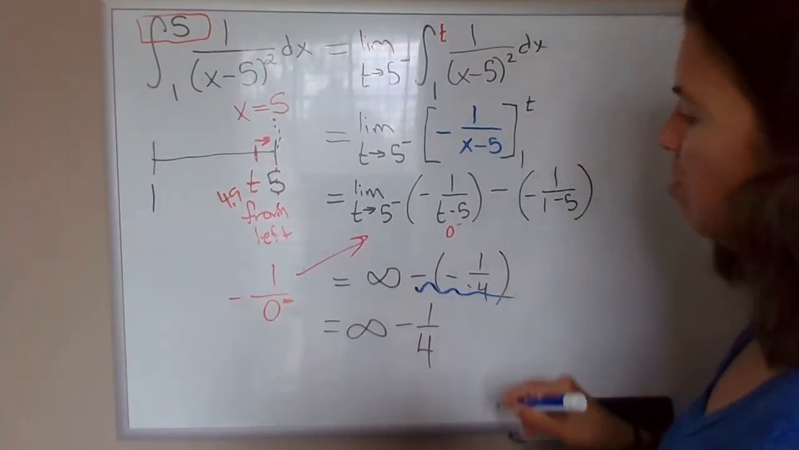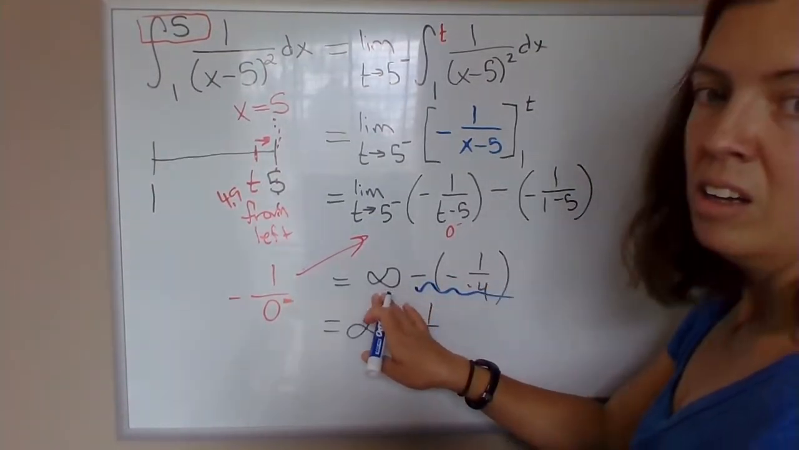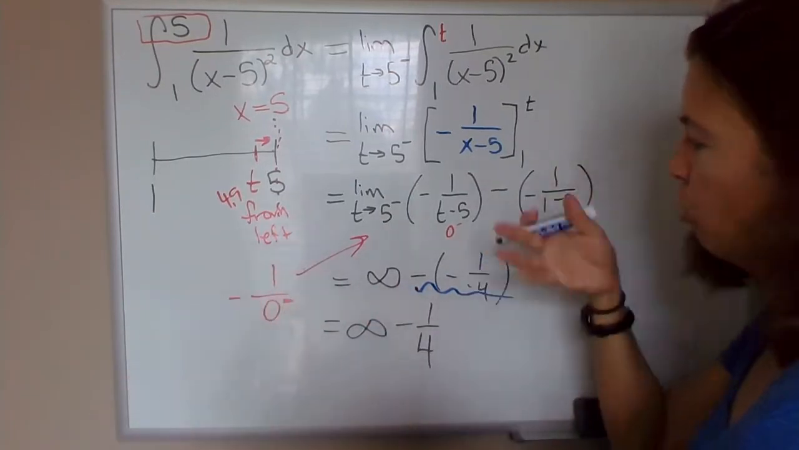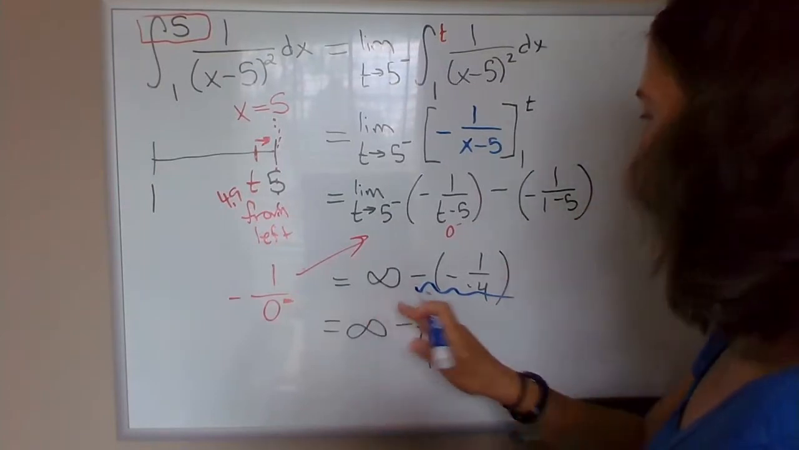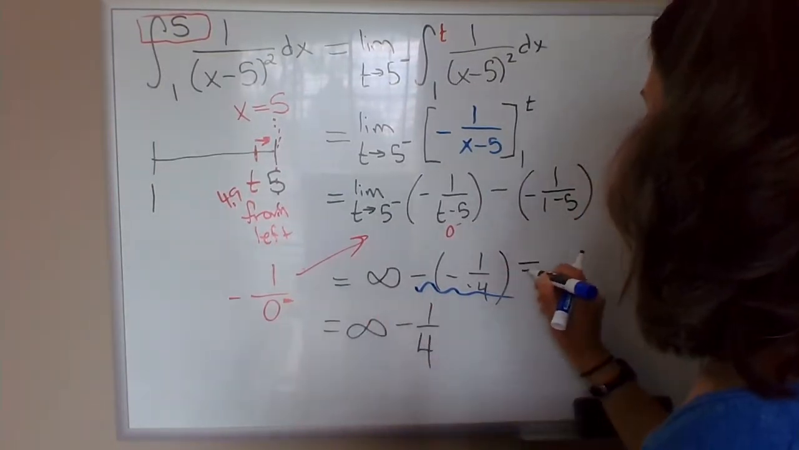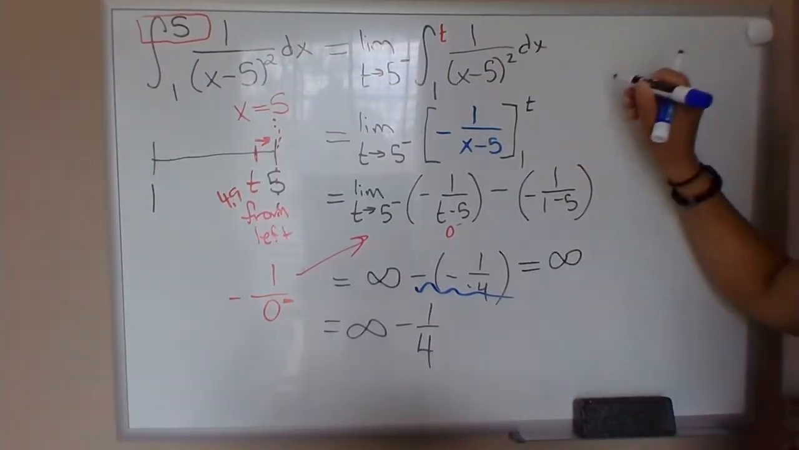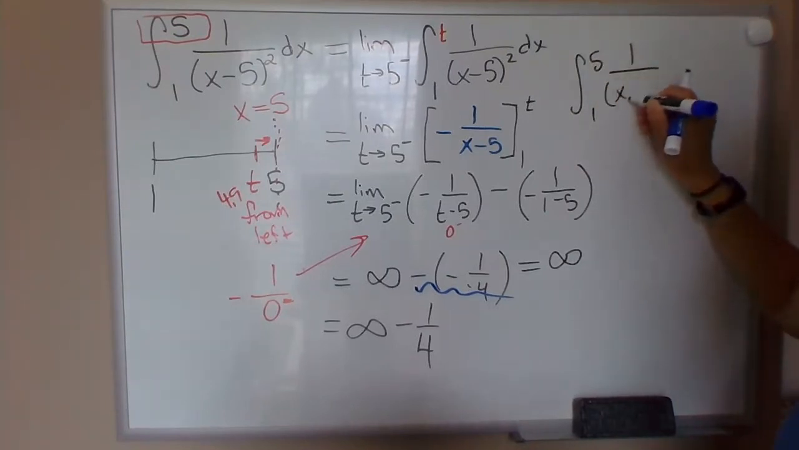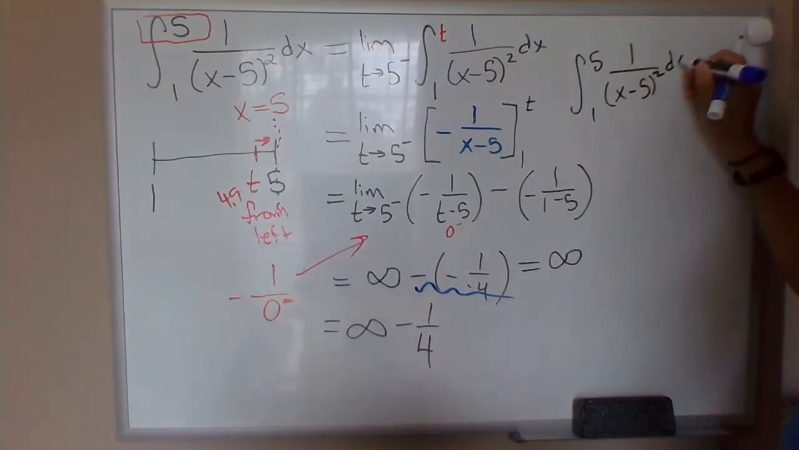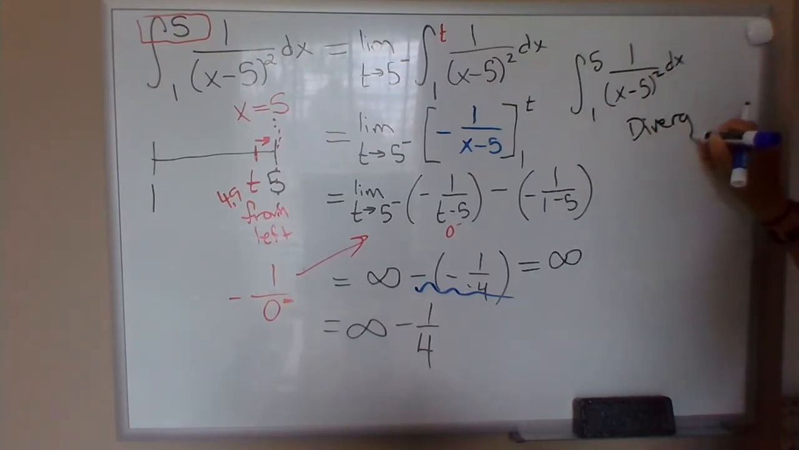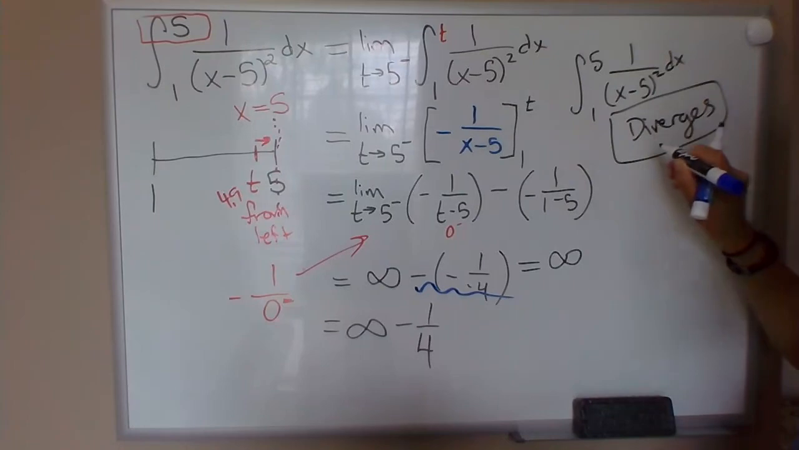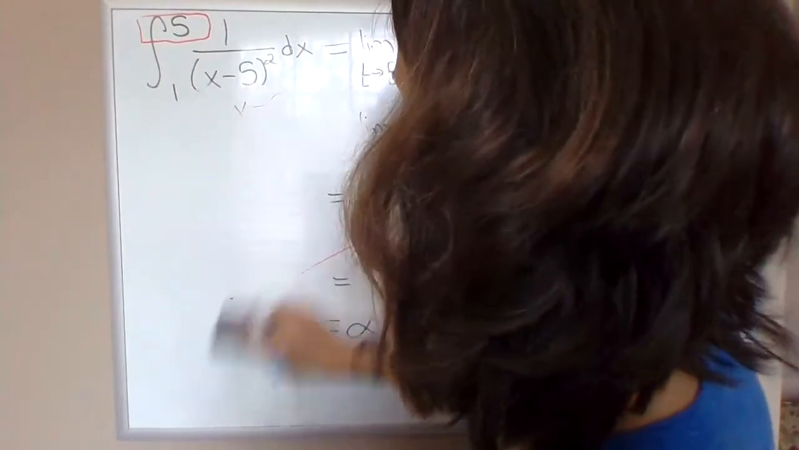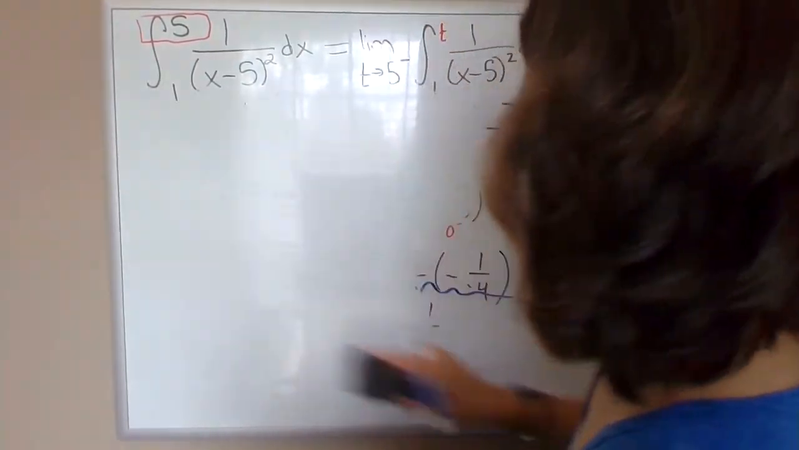We don't really need to mess with this at all, because we see it's a value that's increasing without bound, so a very, very large value, minus negative 1/4. Who cares about that? This is increasing without bound overall. And so if this limit's approaching infinity, then we say that the integral from 1 to 5 of 1 over (x minus 5) squared diverges. So our answer here, and for problems like this, when you look at the back of the book, it's just going to say diverges.